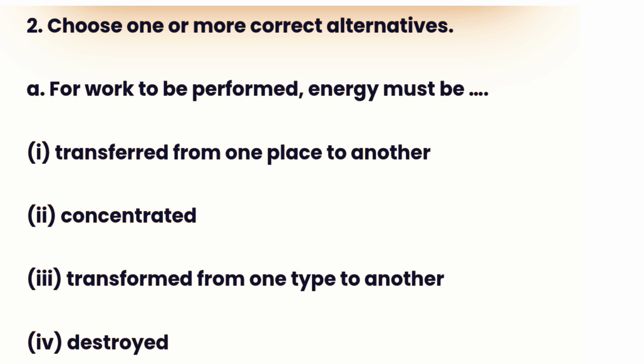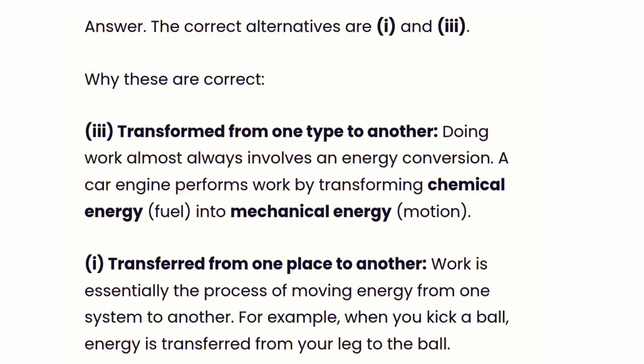2. Choose one or more correct alternatives. A. For work to be performed, energy must be 1. Transferred from one place to another, 2. Concentrated, 3. Transformed from one type to another, 4. Destroyed. Answer. The correct alternatives are 1 and 3.